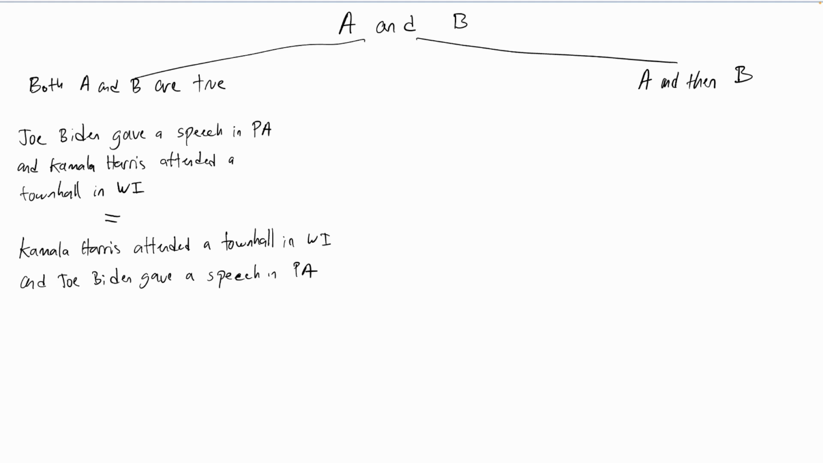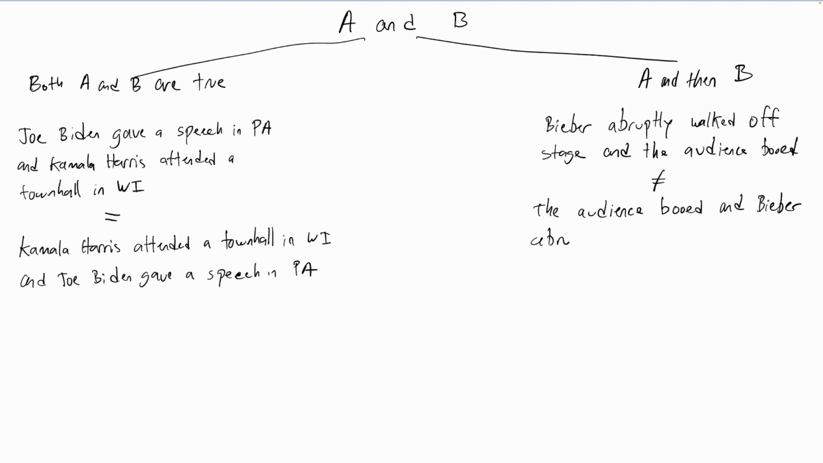For instance, suppose your friend attends a Justin Bieber concert and reports that at the concert, Bieber abruptly walked off stage and the audience booed. Here, your friend seems to be saying not just that both things happened, but that first Bieber abruptly walked off stage and then the audience booed. If your friend instead reported the audience booed and Bieber abruptly walked off stage, then they would seem to be giving an entirely different picture of what happened at the concert. So arguably, and can be used in two different ways in English.